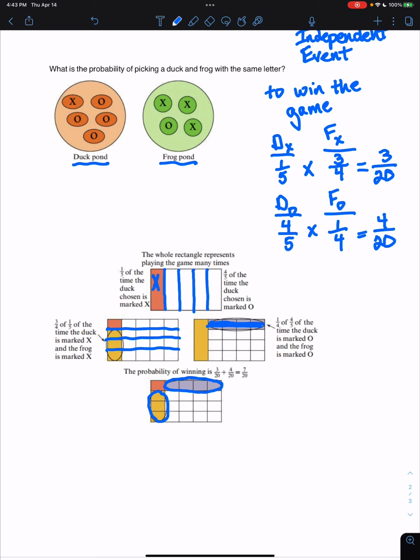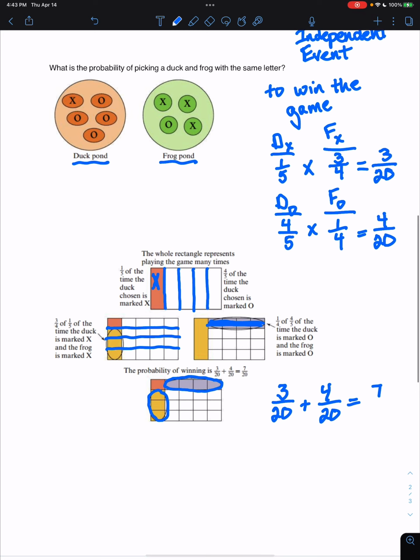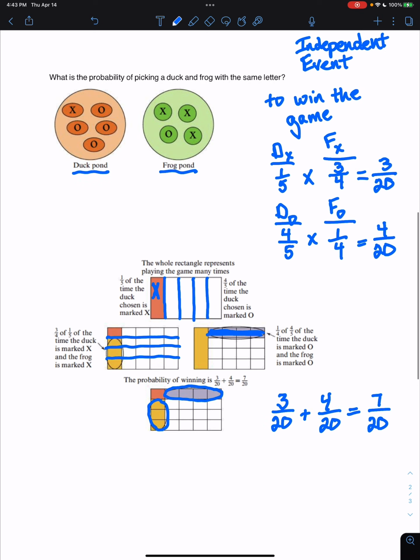And then, to win the game, we could do either one of these. We could do either duck with an X, frog with an X, or duck with an O, frog with an O. We want to add these 2 probabilities together. So instead of multiplying, now we're adding, and we get 7 out of 20 chances of winning our game.